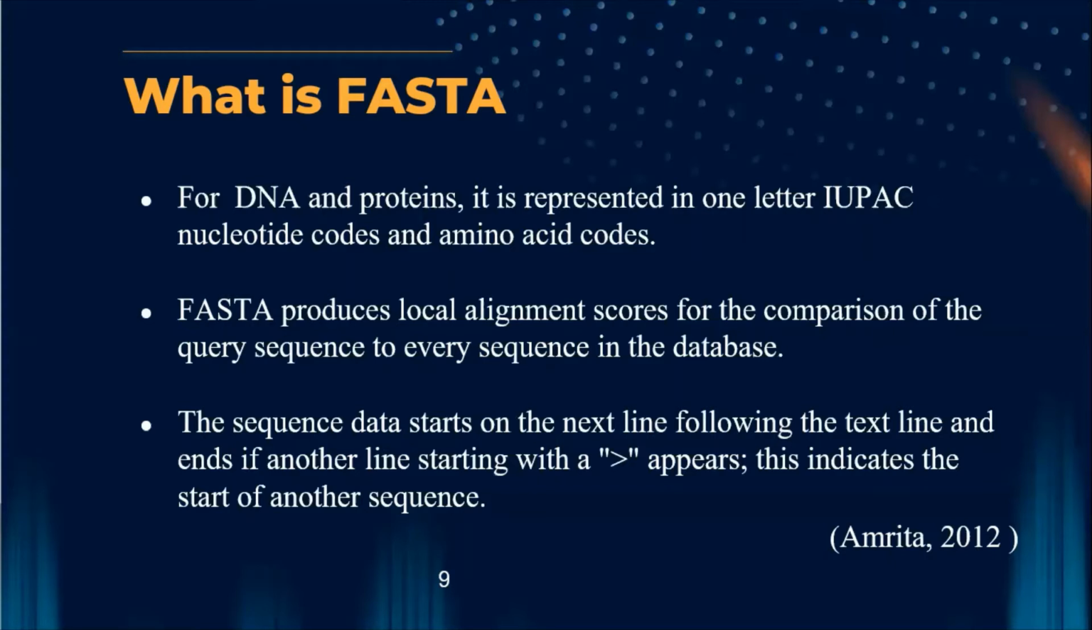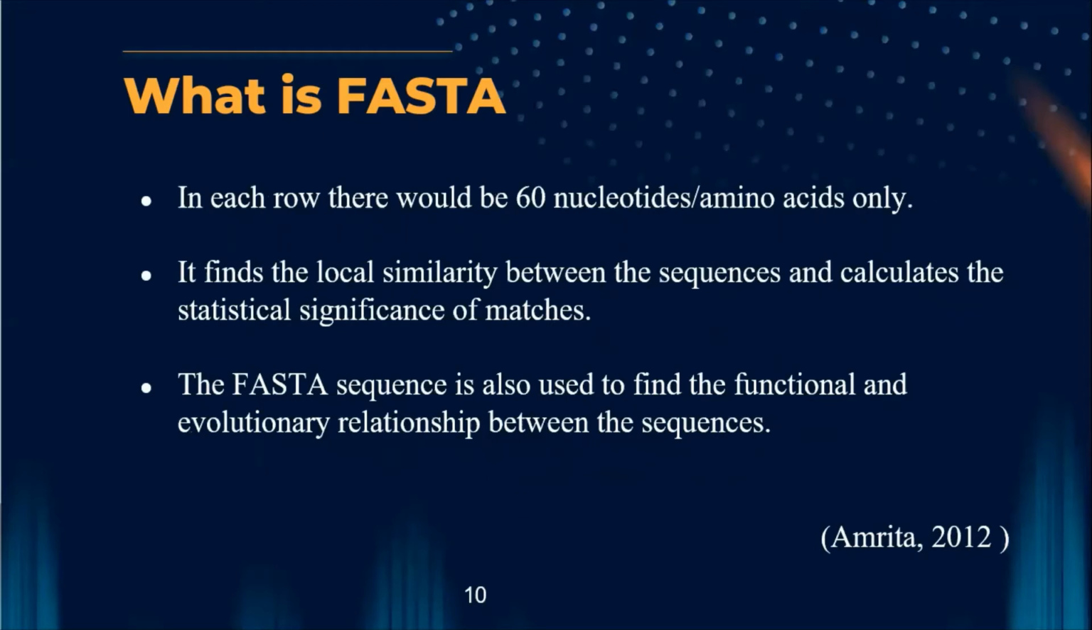Now, the FASTA file description: it starts with the greater than sign. And so this indicates the start of another sequence. The first line in the sequence is called a description line, which may hold descriptive information about the sequence, and it also has the name of the gene selected. Now, in each row, there will be only 60 nucleotides or amino acids.